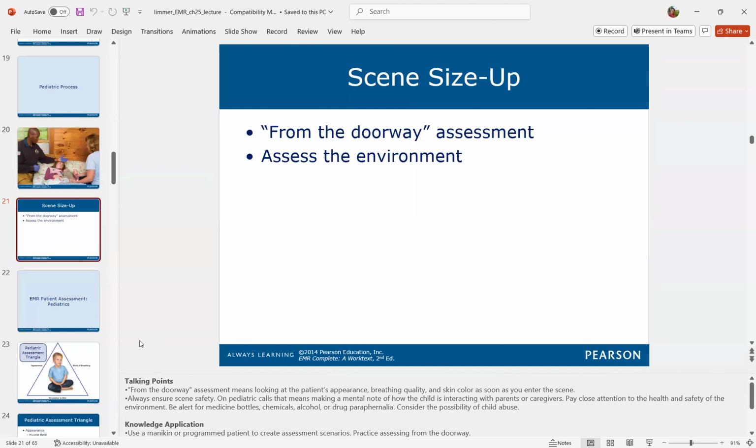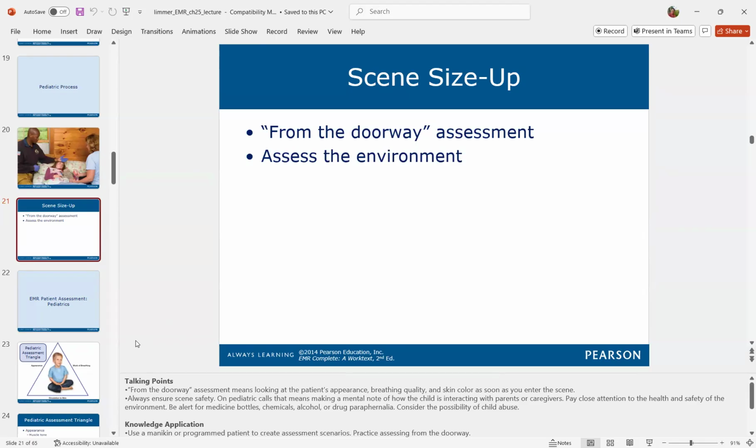From the doorway, assessment means just looking at the patient's appearance, their breathing quality, and their skin color as soon as we enter the scene. Always ensure that the scene is safe. We're going through our whole thing: scene safe, mechanism of injury, nature of illness, additional resources, etc. On pediatric calls, that means making a mental note of how the child is interacting with their parents or caregivers.